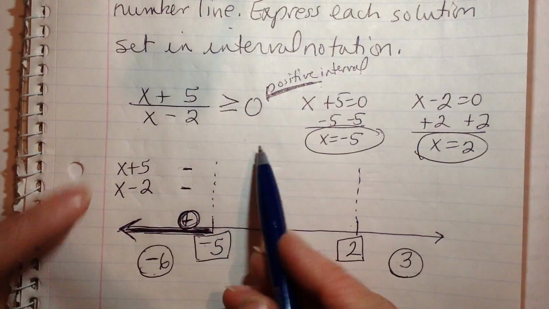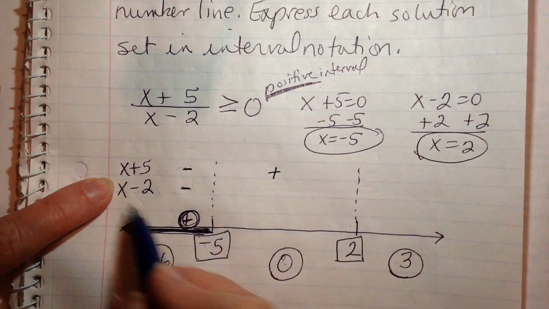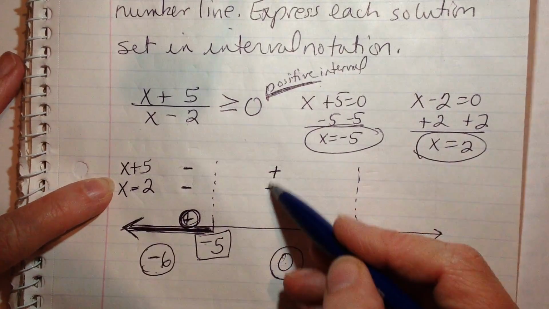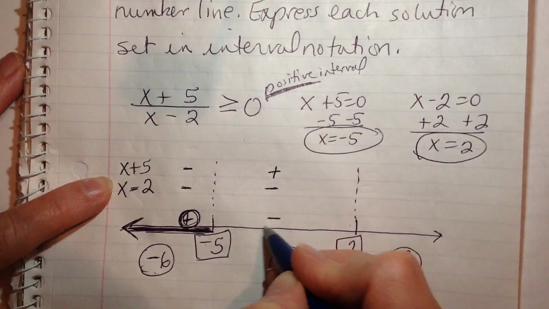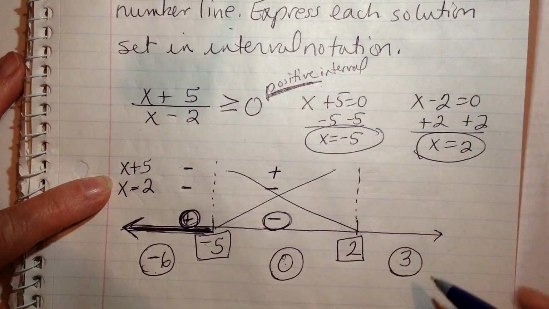All right, let's plug in 0. What's 0 plus 5? Positive. What's 0 minus 2? Negative. If you divide positive divided by negative, you get a negative. We don't want negative. So therefore, I'm going to cross out that interval.